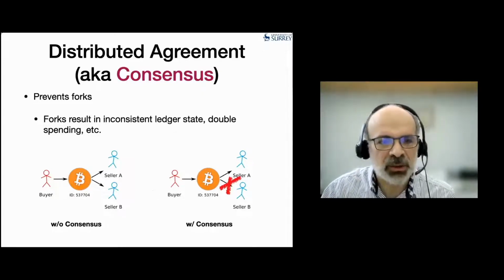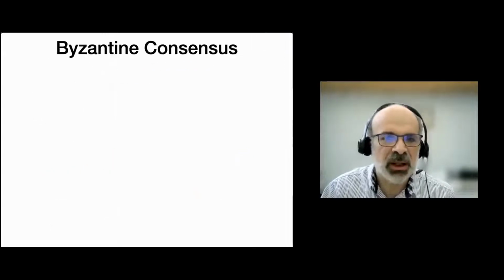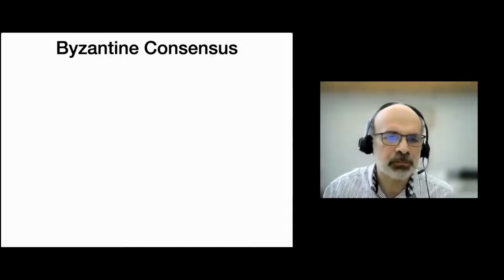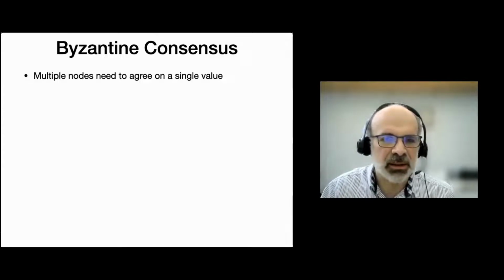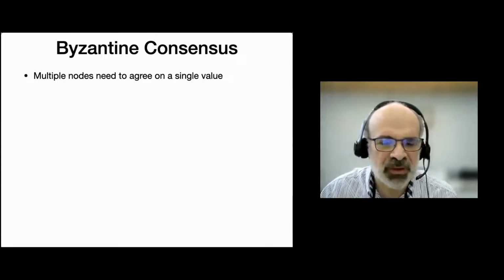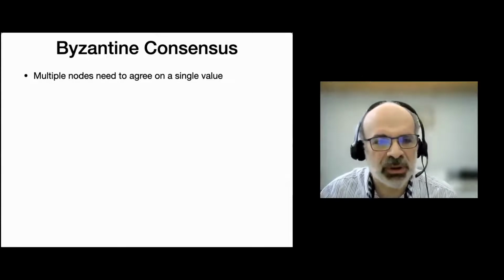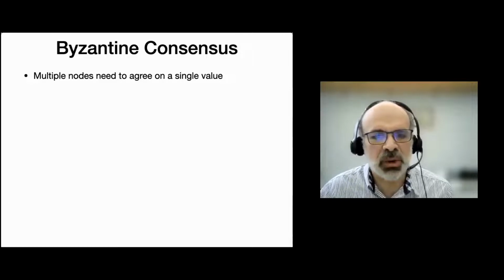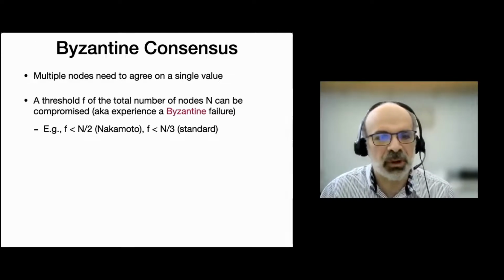Okay, so distributed agreement is something we are going to focus on. Distributed agreement is also known in the literature as consensus. And the specific flavor of consensus we are interested in is called Byzantine Consensus. This problem is very simple to formulate. We have multiple nodes, say in the blockchain network, that need to agree on a single value, right?